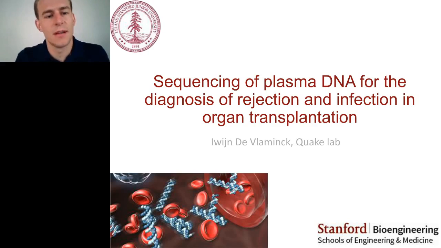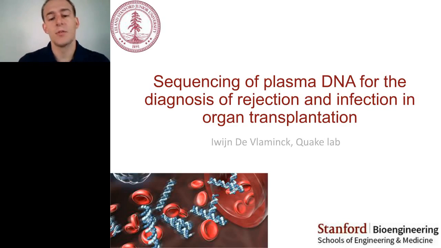I'm a postdoc in the lab of Steve Quake at Stanford. And today I'm going to tell you a little bit about how we've been using DNA sequencing for the sequencing of plasma DNA, and that is cell-free DNA or circulating DNA, for the simultaneous diagnosis of rejection and infection in organ transplantation. And this work came out of a very strong collaboration, I think we can say, between our lab and several people at Stanford Hospital that have an interest in heart and lung transplantation.